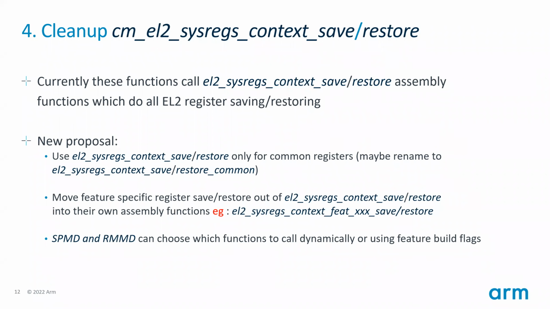Yeah, so the only case a feature will not get saved and restored by the dispatcher is if the feature is disabled for that world. And by disabled, I mean suitable traps should be enabled. If the traps are enabled, that means that particular world cannot access those registers anyway, and hence the dispatcher can be pretty sure that those registers will not be accessed by the world, and hence I don't need to save and restore during the world switch.